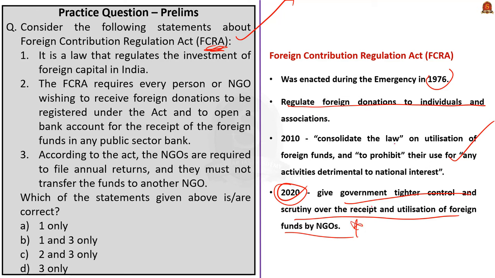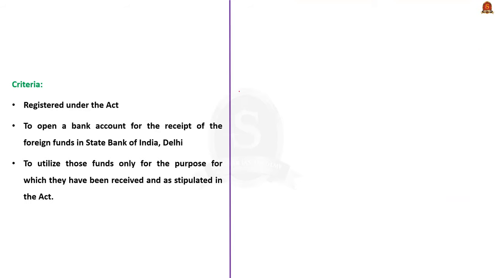And also remember, FCRA is regulated by the Union Ministry of Home Affairs. Now let us quickly go through the criteria. See, the FCRA requires every person or NGO seeking to receive foreign donation to be registered under the Act.